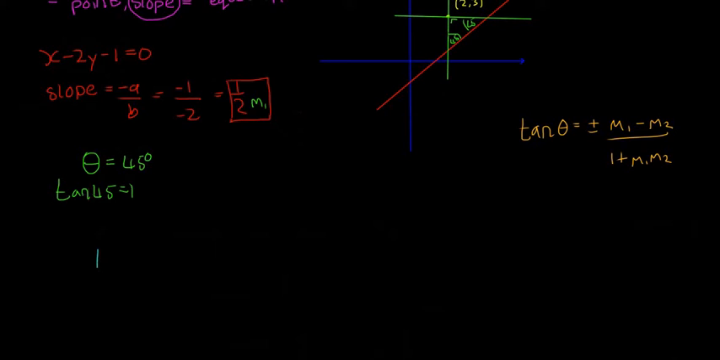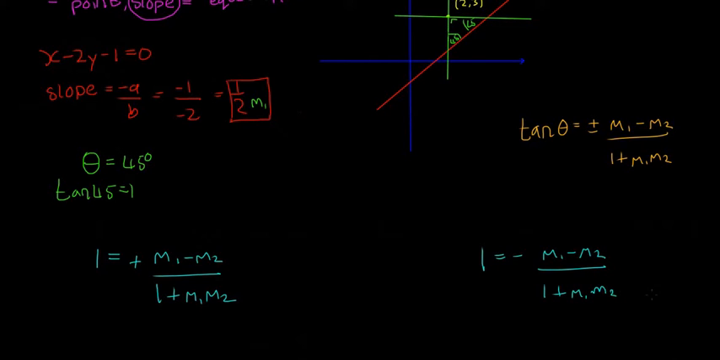So I'm going to say 1, remember, so tan of 45 is going to be equal to, we're going to have plus on this side, it's going to be m1 minus m2 divided by 1 plus m1 m2, and this side we're going to have 1 is equal to minus m1 minus m2 divided by 1 plus m1 m2.